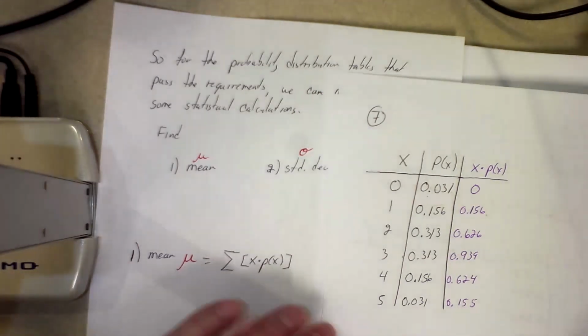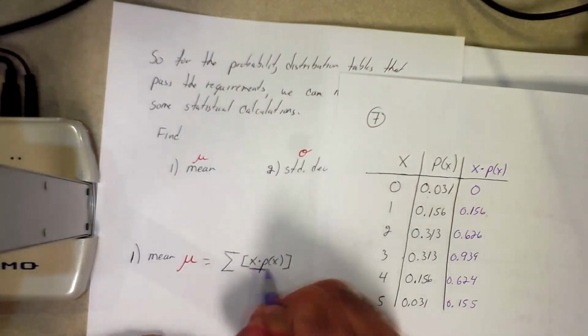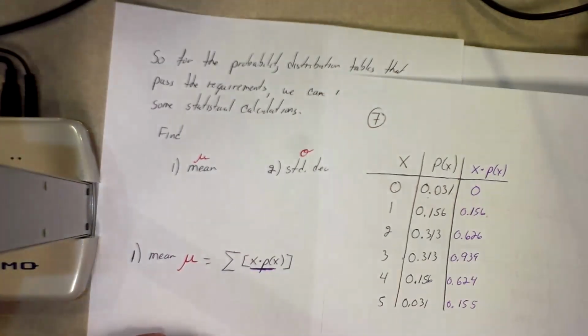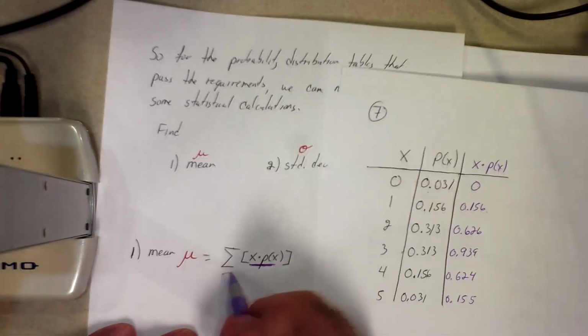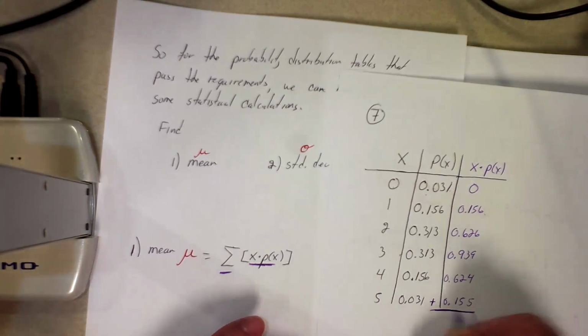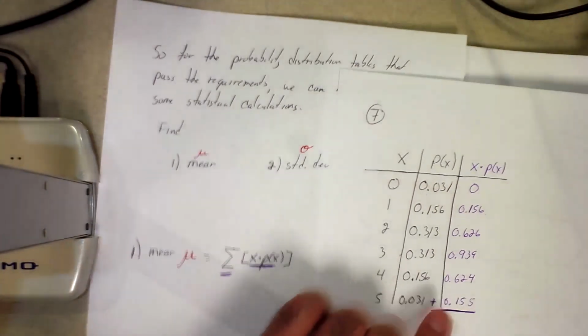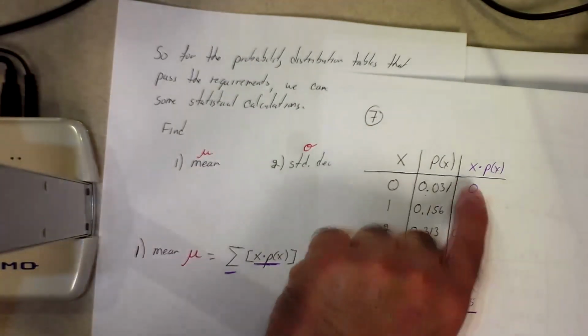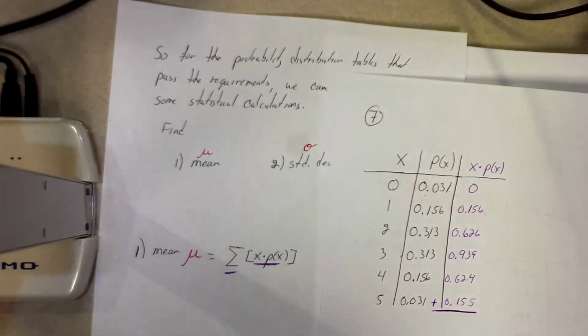All right, so this column represents that inner part. And now I can do the end, which tells me to do the sum. So I'm going to add that whole column, and that'll give me the mean. So I'm gonna add all those 6 numbers. 0 plus 0.156 plus 0.626 plus 0.939, 0.624, 2.5.